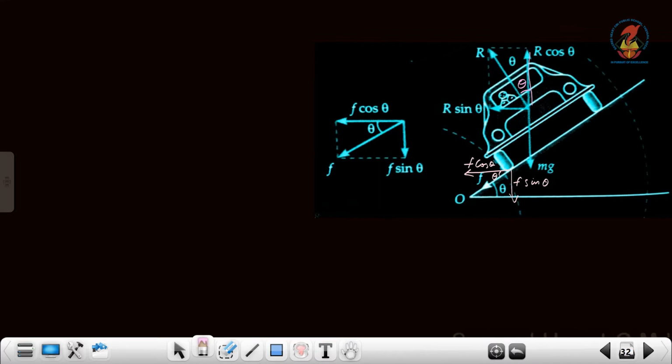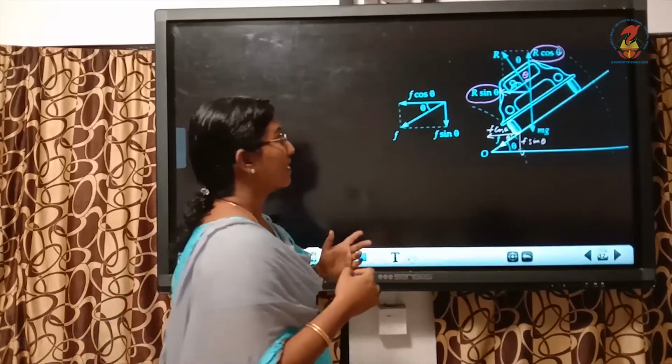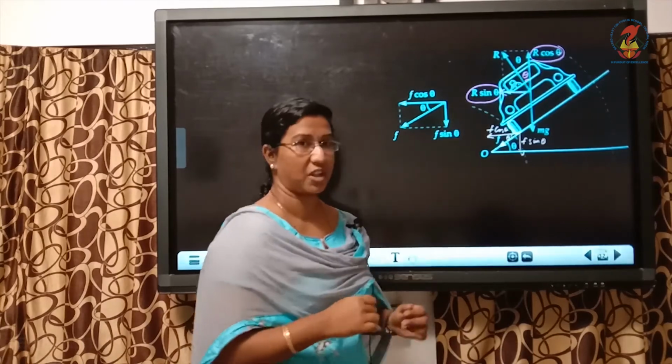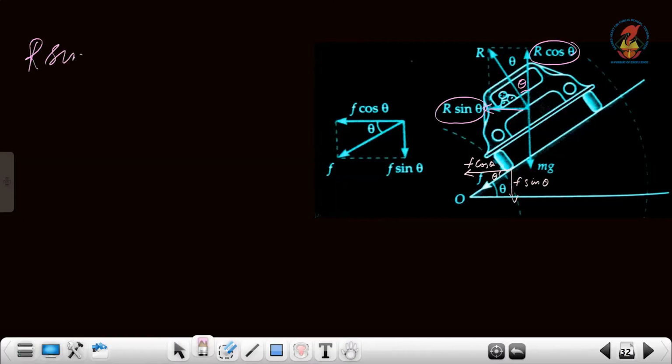I am going to resolve the resultant into two components, the vertical component R cos theta and the horizontal component R sin theta. Now if you look at this diagram, you can see R sin theta is directed towards the center of the road. So R sin theta is the component of normal reaction which provides the centripetal force.